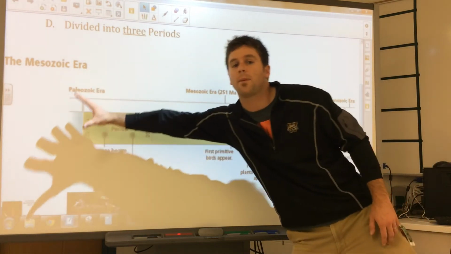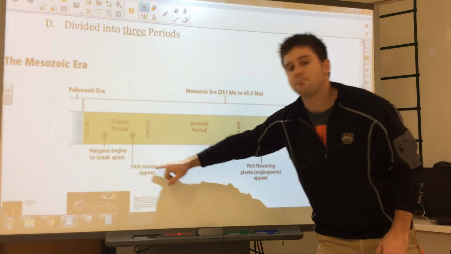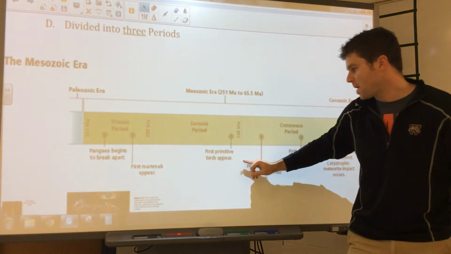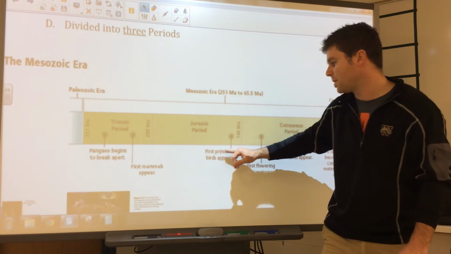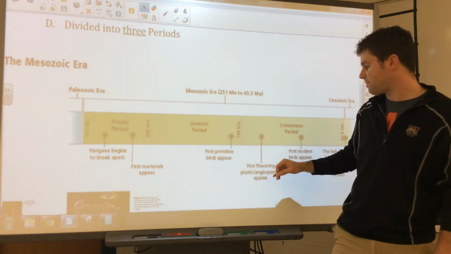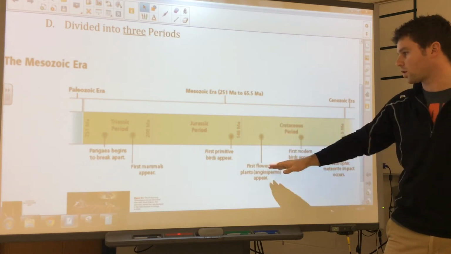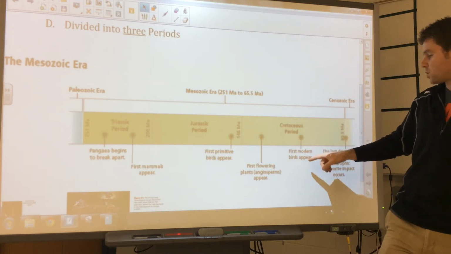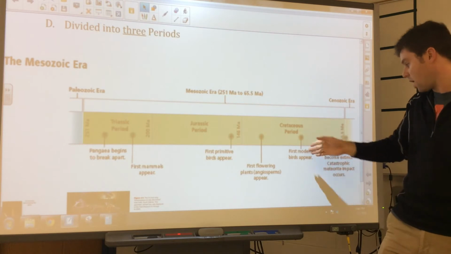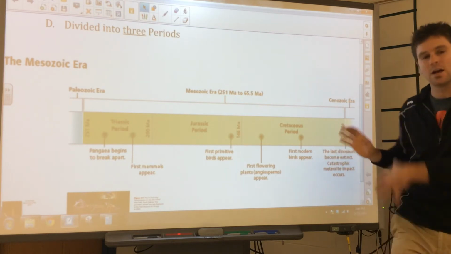Pangaea begins to break apart early. All right, the first mammals begin to appear, and then the first primates and primitive birds begin to appear. The first flowering plants start to occur here in the Cretaceous period. The first modern birds are thought to have appeared here, and then the last portion, right?